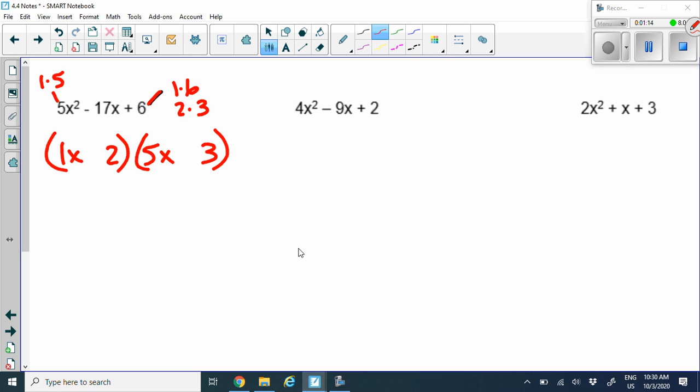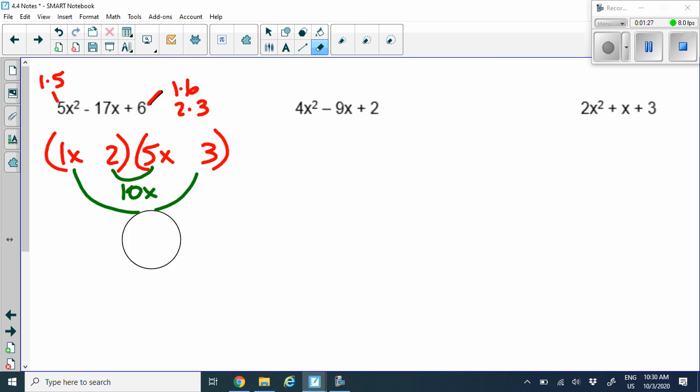Okay, so we're going to multiply it in the middle. So we have 2 times 5x gives us 10x, and 1x times 3 gives us 3x. Okay, does 10 and 3, if we add or subtract, give us 17? No. So let's switch.